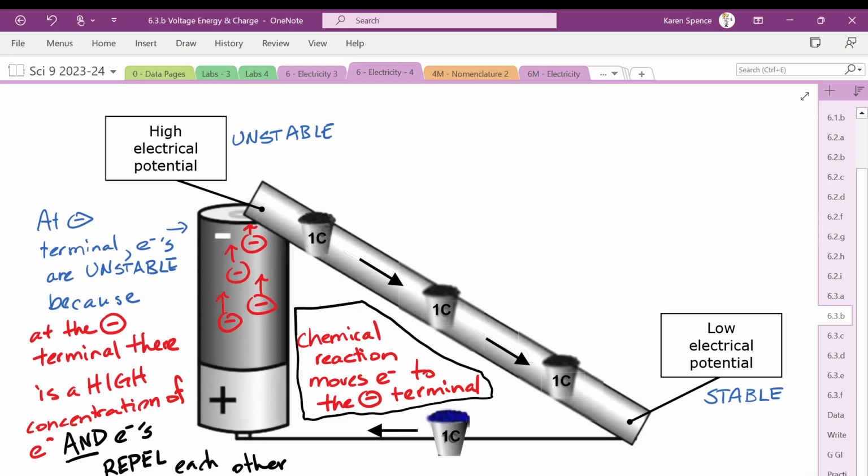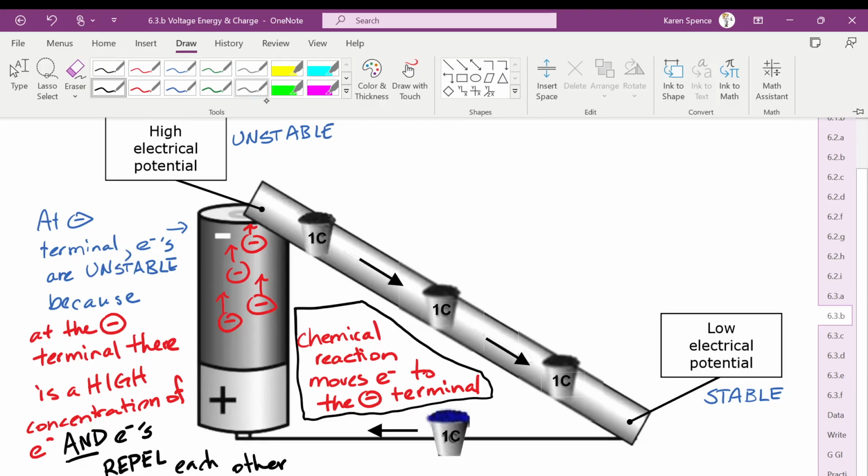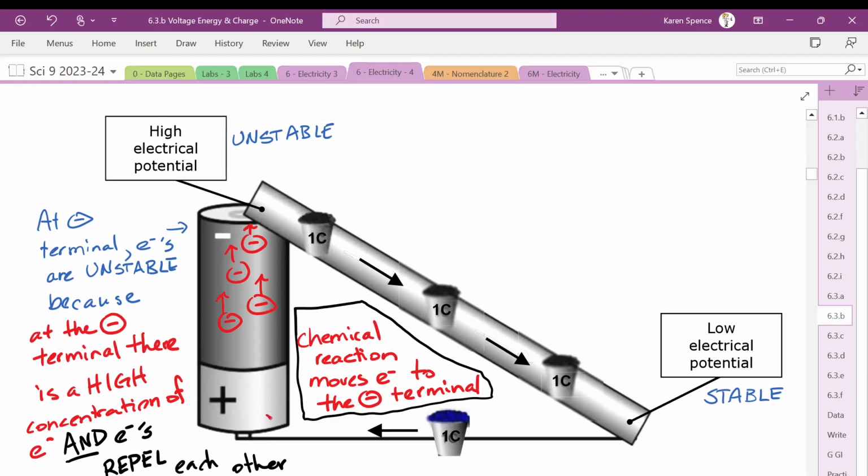Now down at the positive terminal, are there many electrons or not many electrons? No. Not many electrons. So how would that be for new electrons coming in? Would they find that a happy place to be or an unhappy place to be? They would find that a happy place to be. So that's going to be a very stable area for electrons to move into.